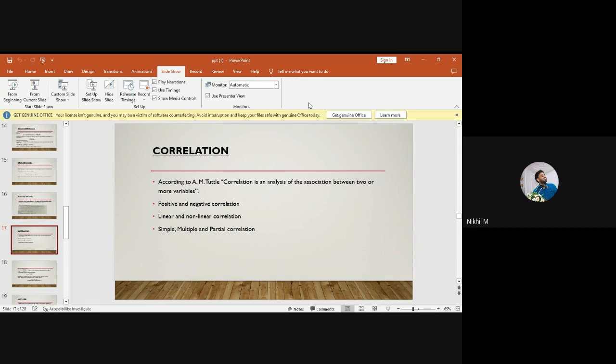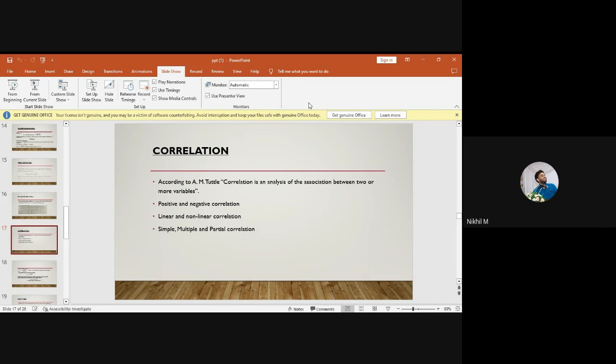Correlation is defined differently by different authors. One definition is the tendency of two or more groups or series of items to vary together, directly or inversely. Actually, correlation techniques are used to identify the relationship between two variables. There are different kinds of correlations.